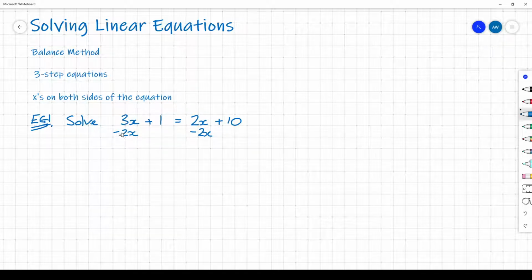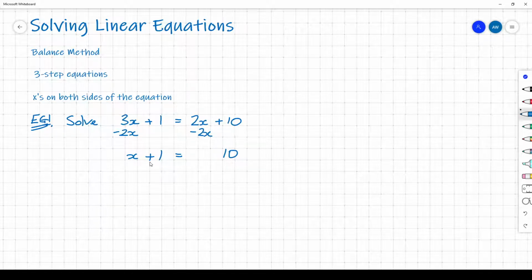You can only take x's from x's and add up x's with other x's, if you remember. So working down the page, 3x take away 2x is x plus 1 equals 2x take away 2x is nothing, and then we have 10. I don't need to write plus though, because it's on its own now, so no sign means positive. Now, without thinking about it, I've created an equation that's got x's on both sides, but only needs 2 steps and not 3 steps. That's okay, because I wanted you to see this. Just because there are x's on both sides doesn't mean they're always going to be 3 steps. They usually are, but this one isn't.